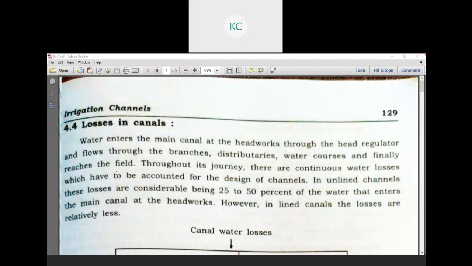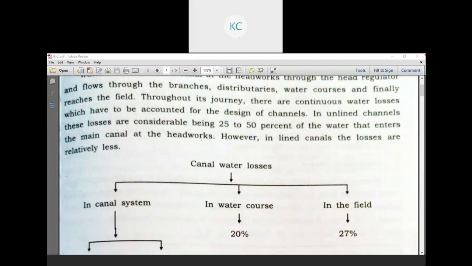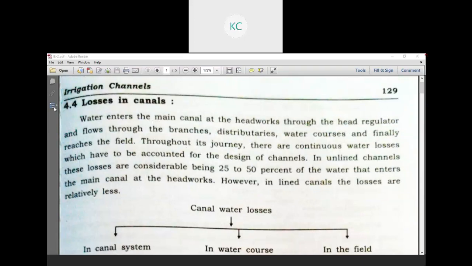In unlined channels, these losses are considerably 25 to 50% of the water that enters the main canal at the headwork. However, in the lined canal, the losses are relatively less. Okay, so losses in canals. So, what are the losses in canals?